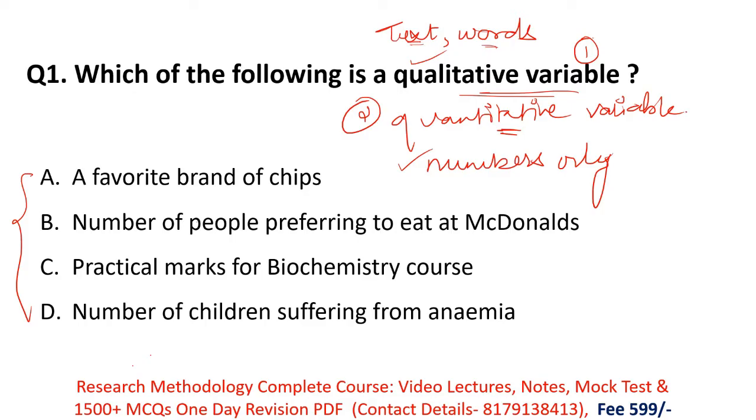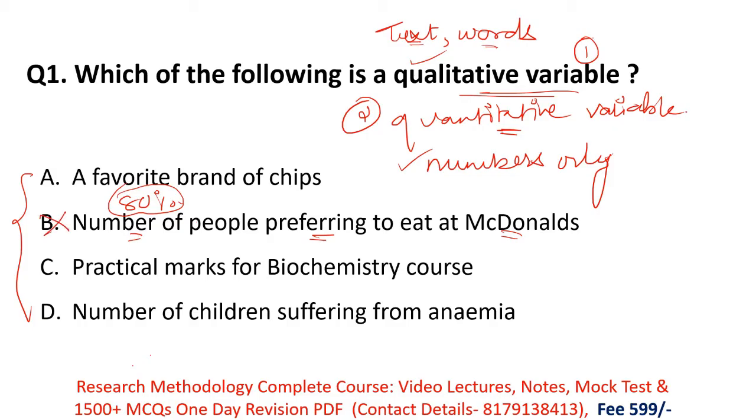First of all, we'll see option B, number of people preferring to eat at McDonald's. Here the words 'number of people' indicate a quantitative variable. For example, if 80% of people prefer to eat at McDonald's, the data you are getting is in the form of numbers. That means it is a quantitative variable, not a qualitative variable. So option B is incorrect.